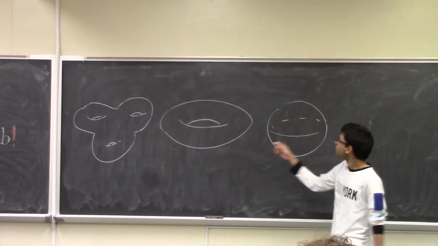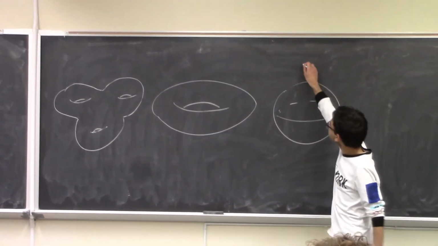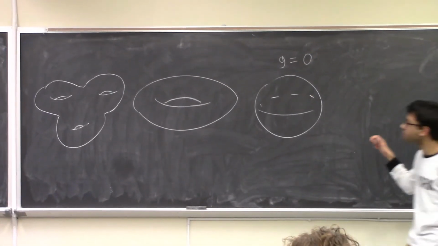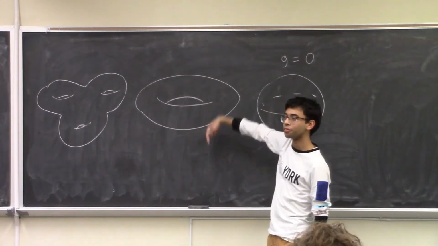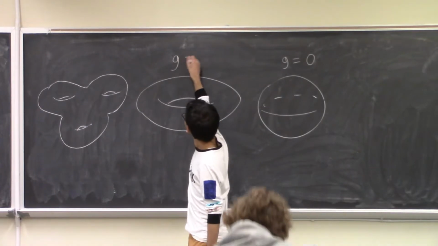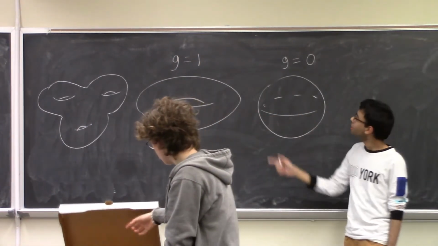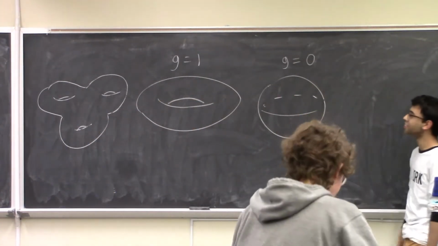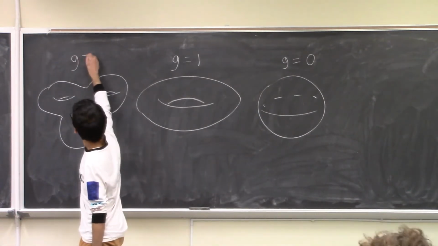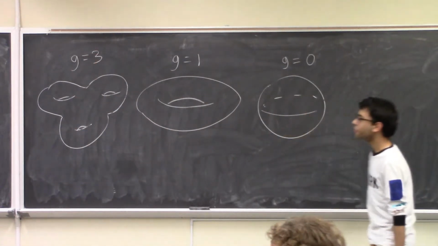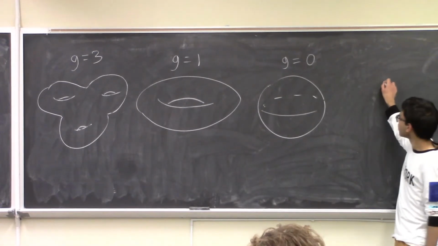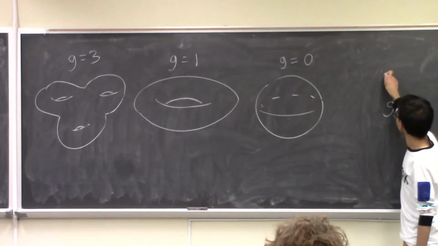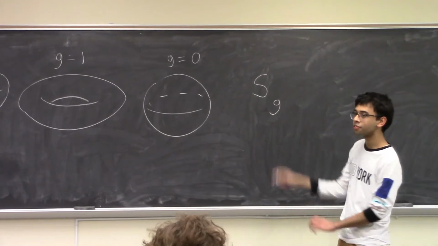So these are all surfaces, and for each surface we have a number counting the number of holes in the surface. Here you would say it has one hole, the donut hole, so the genus is 1. Whereas here it has no such holes, so we say the genus is 0. And here the genus is 3. For each non-negative integer g, we have a surface which we denote sigma g, or maybe S g. This is notation for the surface of genus g.